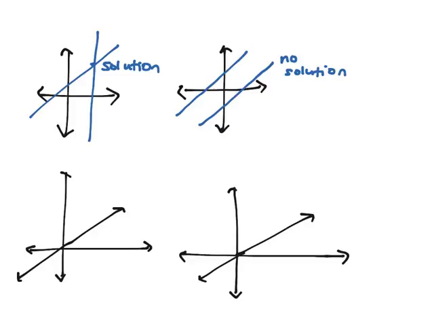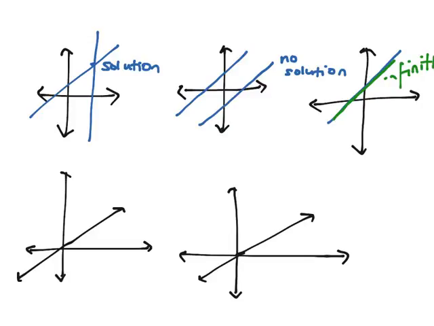Another example of no solution would be if the equations just describe the same line. For example, if one equation was a multiple of the other. And then we would have infinite solutions, because any answer that would be true for one equation would also hold for the other equation, since they're the same equation.